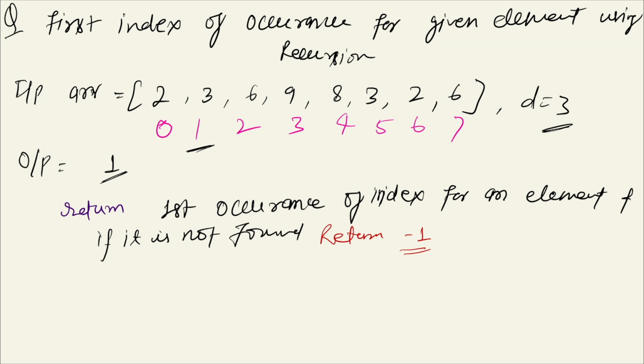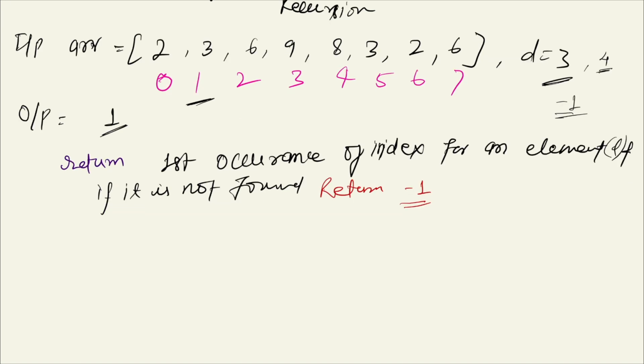So here is the explanation of the output: return the first occurrence of index of an element which is d. Okay, and if it is not found then return -1. Like if we are taking 4 as the value of d, we will have to find the 4 inside the array, and we can see that there is no 4, so we will return -1. Okay, in this situation it will return -1.